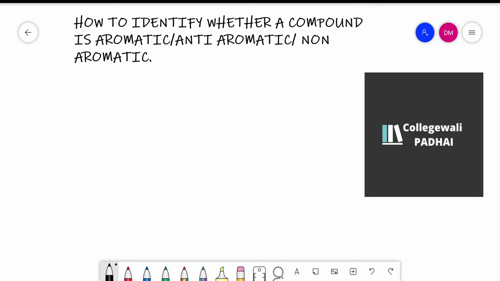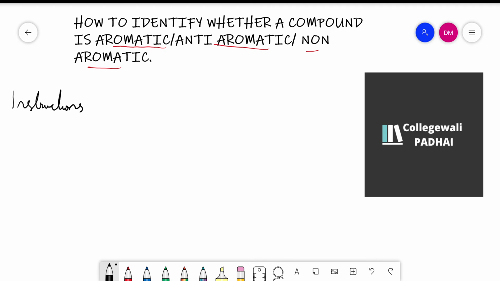So in today's chemistry episode, we are going to discuss how to identify whether a compound is aromatic or anti-aromatic or non-aromatic. So let's get started. So let's start with the instructions on how to get to know whether a compound is aromatic or non-aromatic or anti-aromatic. So first let me start with the instructions part.